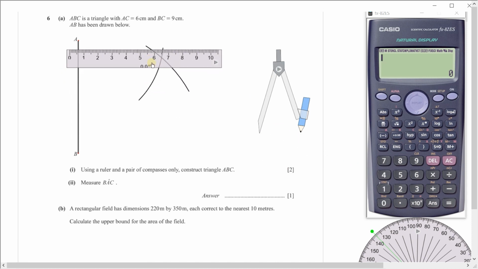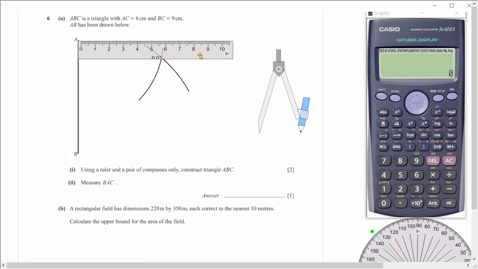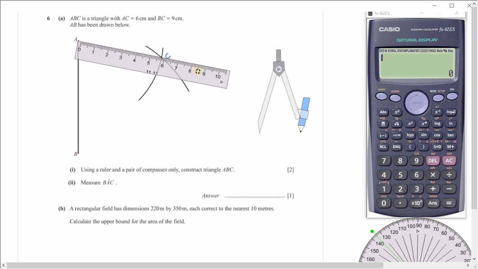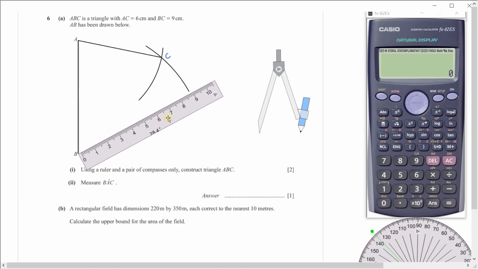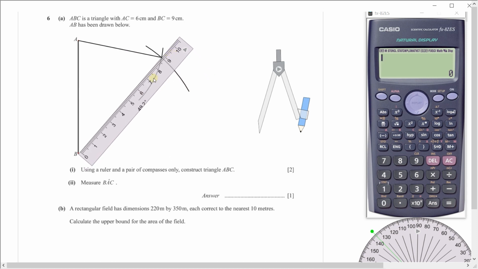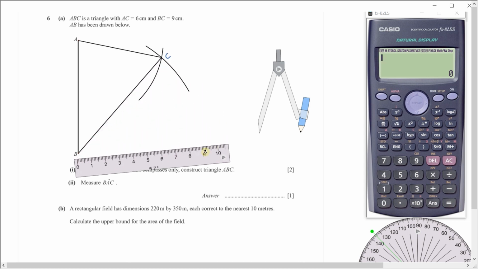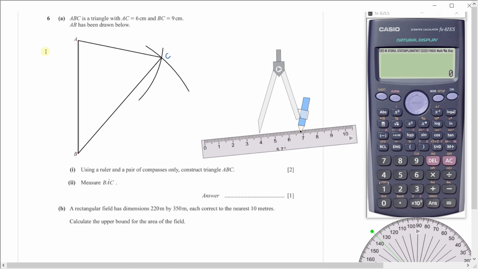And now let me join this point C with A and B to get the triangle. So I will draw a straight line like this, and then another straight line from B. So this will give you your triangle ABC. The next part is measure the angle BAC.